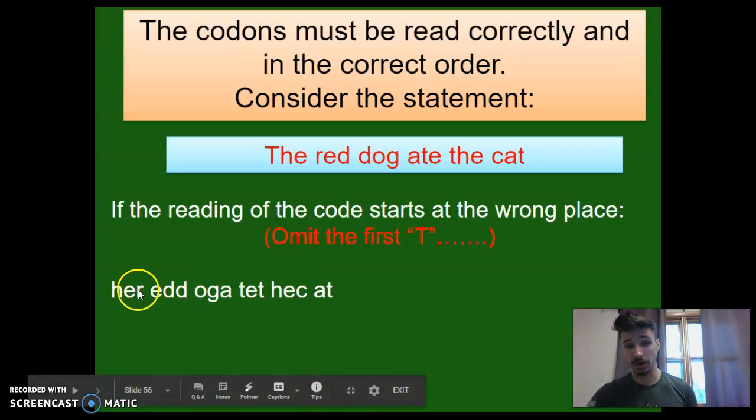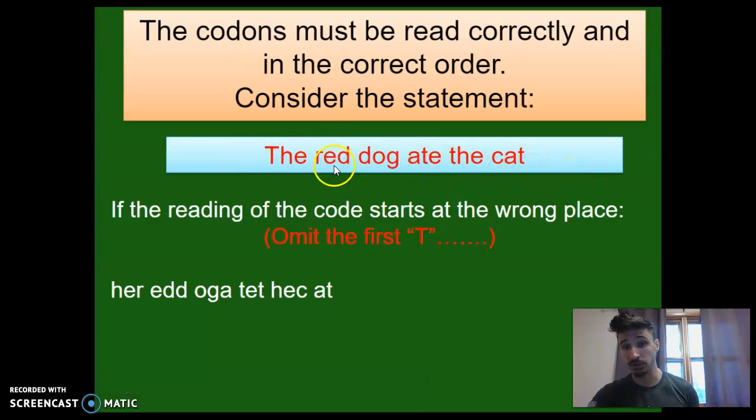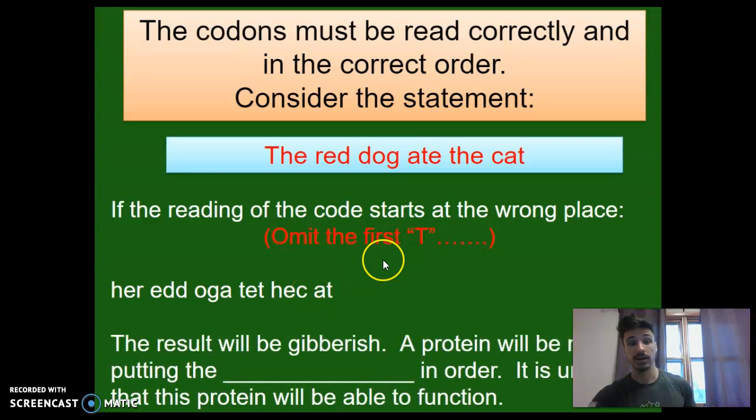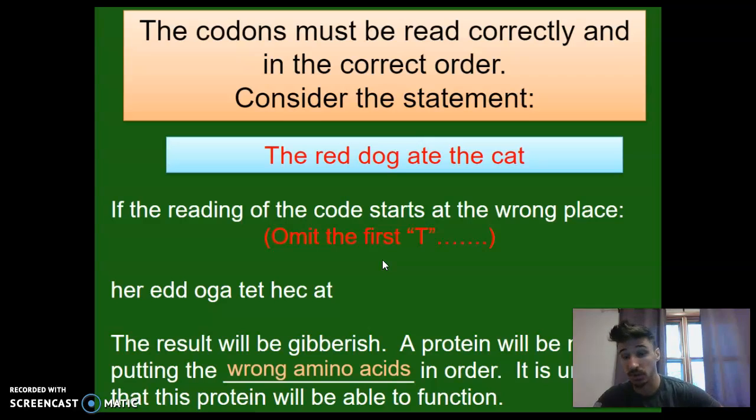This would not be the proper protein. If you think of each one of these as an amino acid, this is a functional good protein, and just omitting one nucleotide or missing one nucleotide in the codon, this is not a functional protein, and this could cause a lot of problems. Now, the result, obviously, is gibberish. The protein will be made putting the wrong amino acids in order, and it is unlikely that this protein will be able to function, or it will have some kind of detrimental function to the cell.